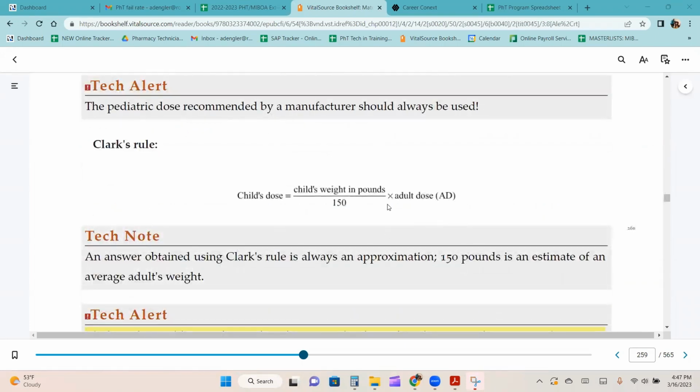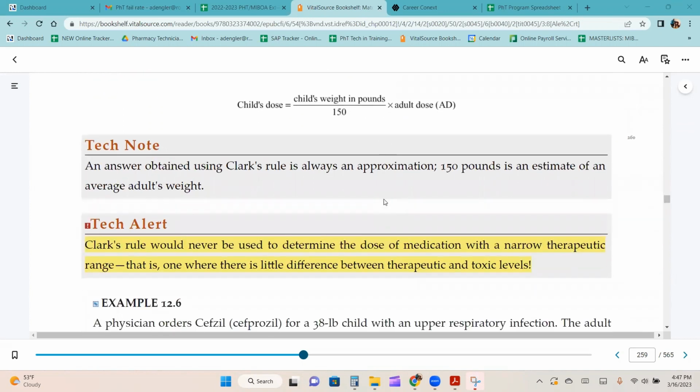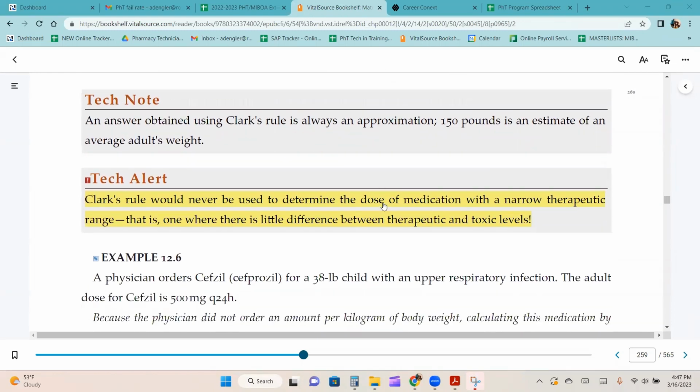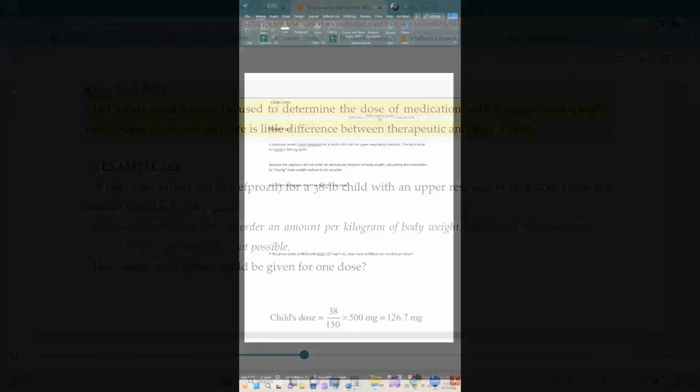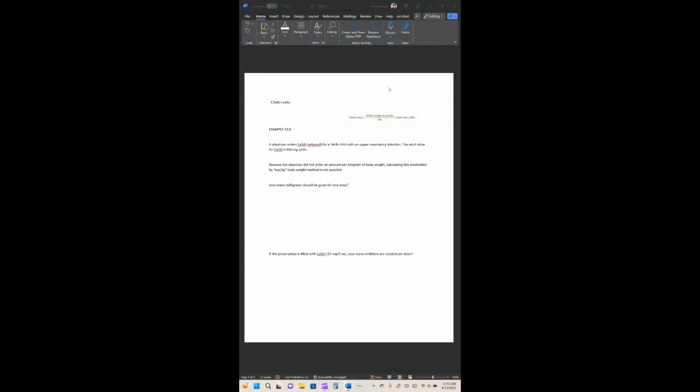So here's Clark's rule. The child's dose is equal to the child's weight in pounds over 150 times the adult dose. And an answer using Clark's rule is always an approximation. All right, let's do example 12.6. We're going to use the formula up here at the top. Clark's rule, the child's dose is equal to the child's weight in pounds over 150 times the adult dose.